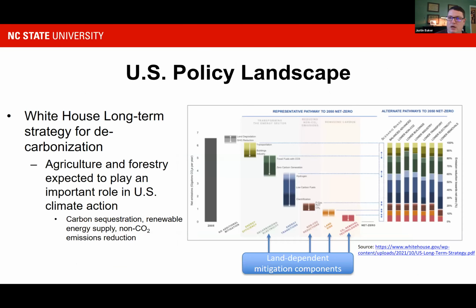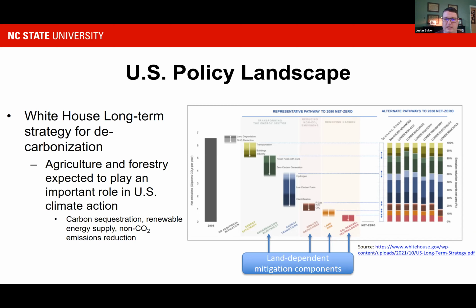Just really quickly, the U.S. policy landscape. Some of the motivating things that have come out recently supporting this work. One is the White House long-term strategy for decarbonization, which presents potential pathways that the U.S. might take to help get to the 2050 net zero target that the Biden administration has laid out recently.